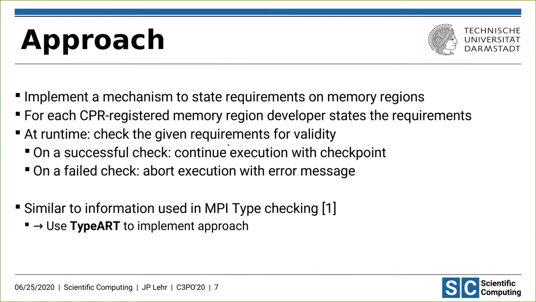And then at runtime, we can actually check the given requirements, whether it's valid or not. And if it's valid, we continue with the execution of the checkpoint. But if it's not valid, we can abort the execution and print an error message to the user stating: this was the assumption, this was the requirement, but this is what our runtime actually found in memory. So it's easier to debug the application.